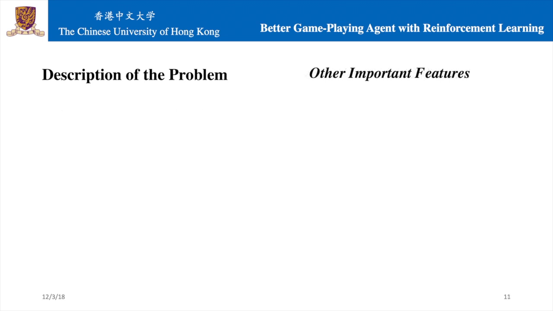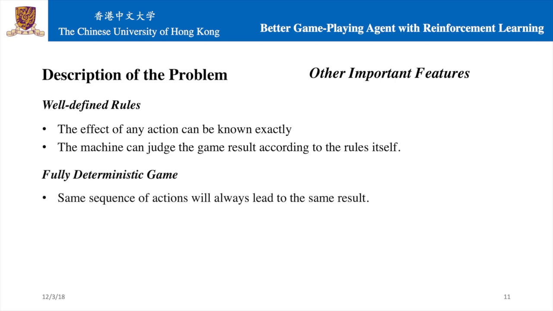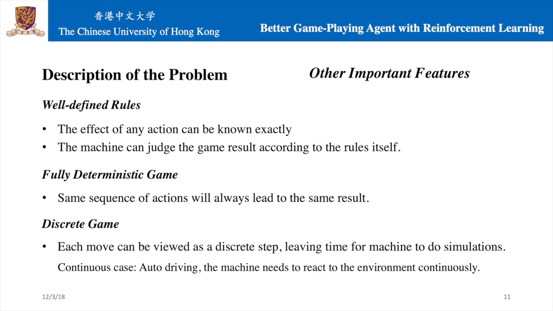There are also some other important features that make the game of Go suitable for machine learning. So, well-defined rules. This means that the effect of any action can be known exactly, and the machine can judge the game result according to the rules itself without depending on human. Fully deterministic game. This means same sequence of action will always lead to the same result. Discrete game. So this allows some time for the machine to compute or simulate before a next move is taken.